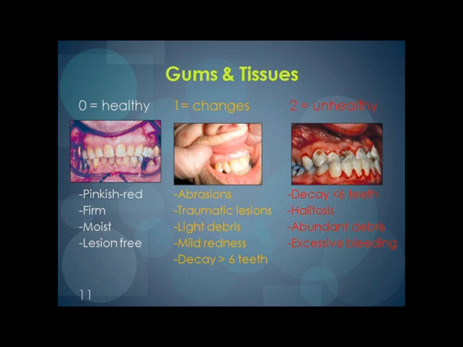Level 1 changes might include things like abrasions, traumatic lesions, a light buildup of soft debris, mild redness in the gum tissue. These things could be treated and monitored. Obvious decay in up to 6 teeth or broken teeth, though, would require referral, as would a sore under a denture. And level 2, unhealthy or abnormal findings include things like obvious decay in 7 or more teeth, abundant amounts of debris, excessive bleeding, and halitosis.